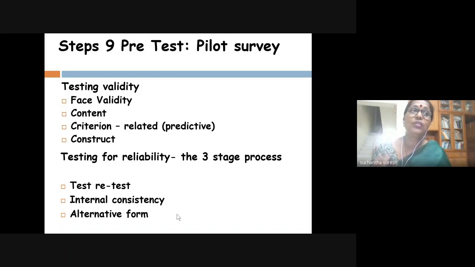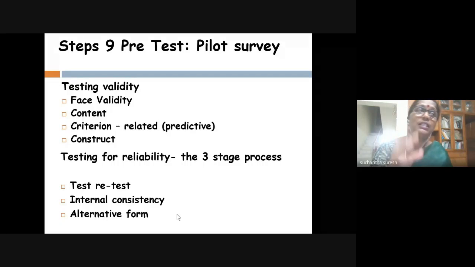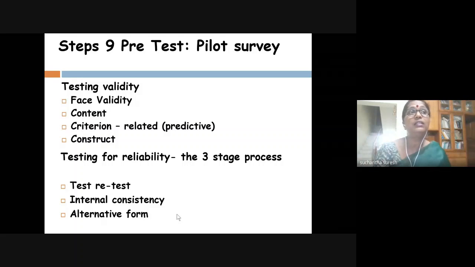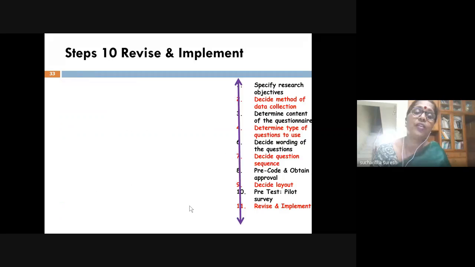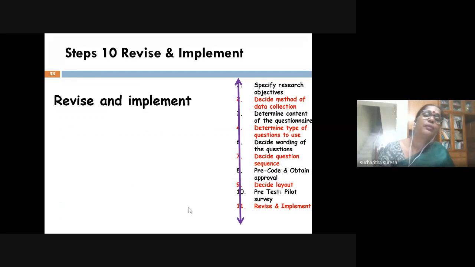Whatever lacuna is there in your study in the first pre-testing, somebody will give the suggestion, and then face validity you yourself do. Content validity, the experts will definitely give you certain opinion, and then comes internal consistency. If you show that the Cronbach alpha is above 0.7, then it's done. Your questionnaire is ready for final preparation.